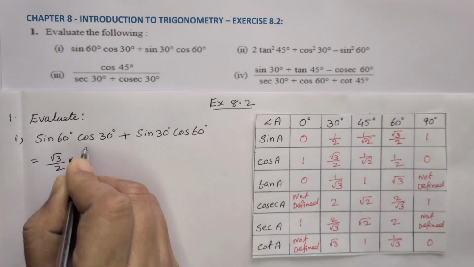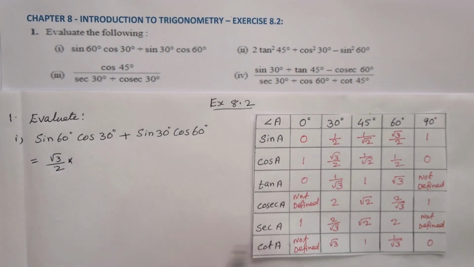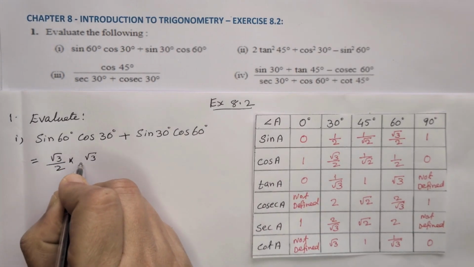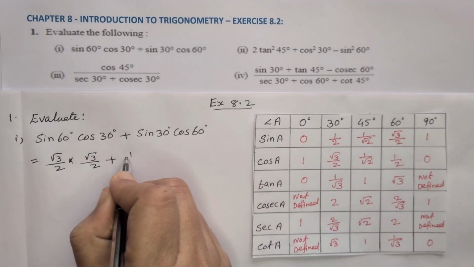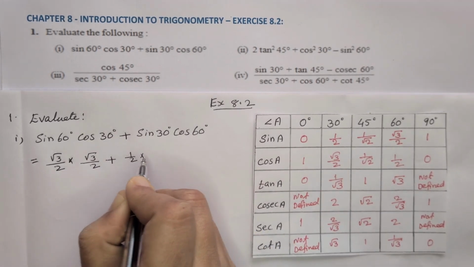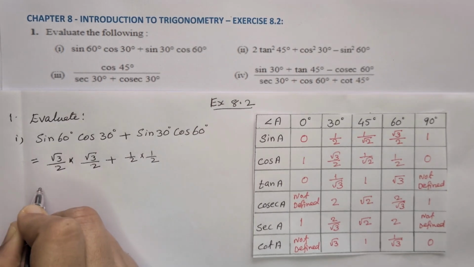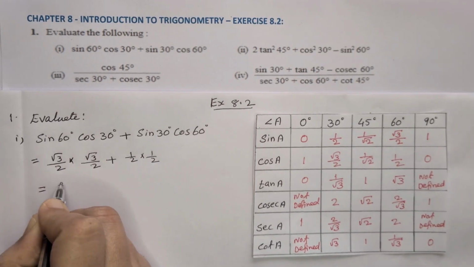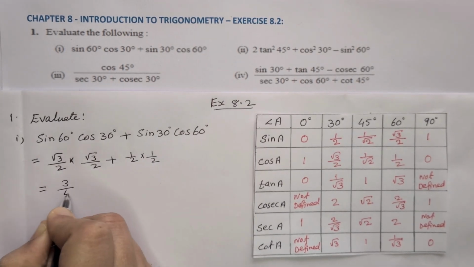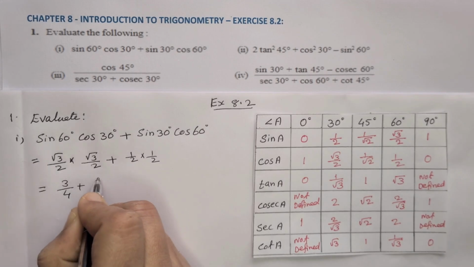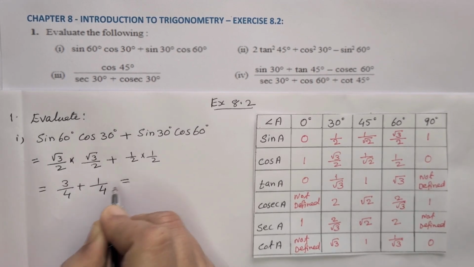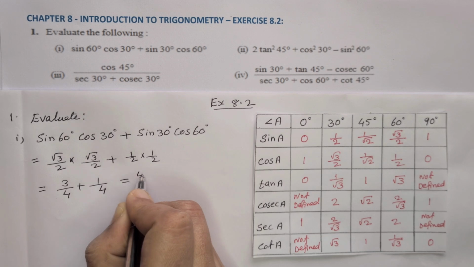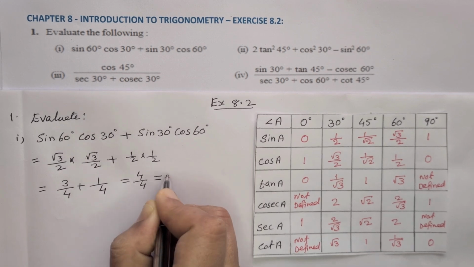into cos 30, root 3 by 2, plus sin 30, 1 by 2, and cos 60 also 1 by 2. Now root 3 into root 3 is 3, 2 into 2 is 4, plus 1 into 1 is 1, 2 into 2 is 4. So 4 is the denominator and 3 plus 1 is 4, 4 by 4 is equal to 1.